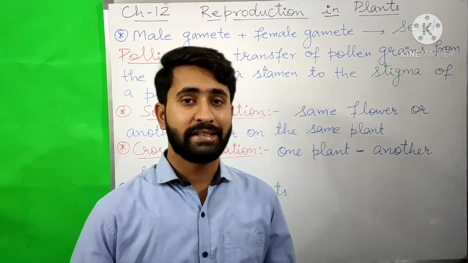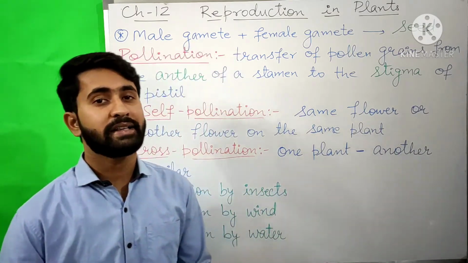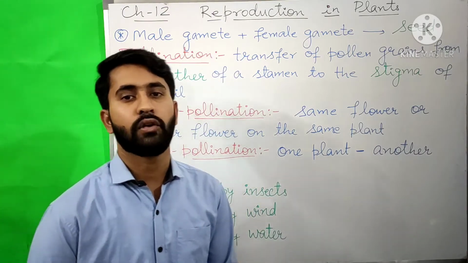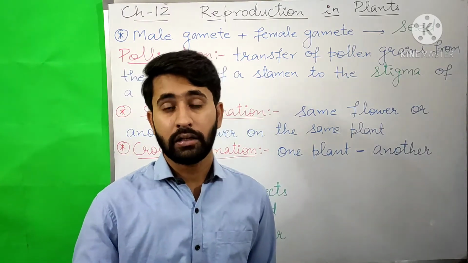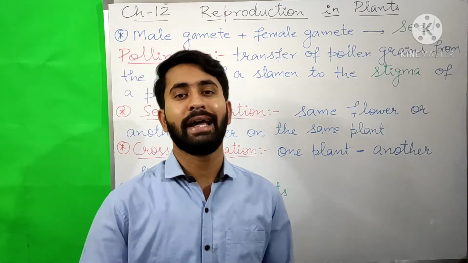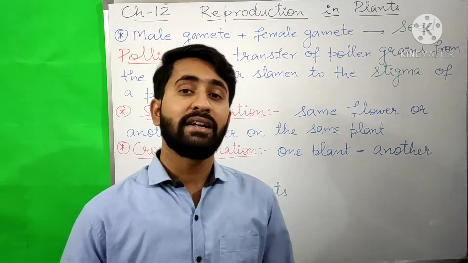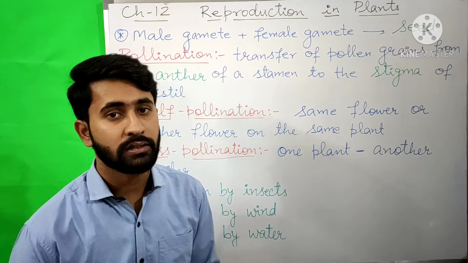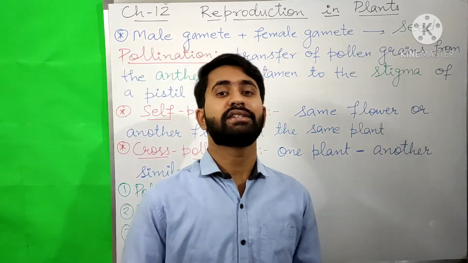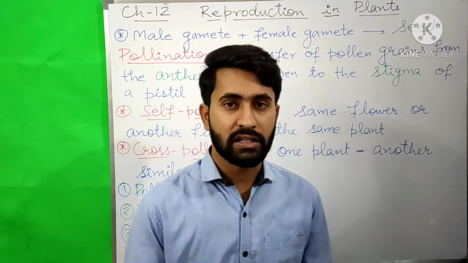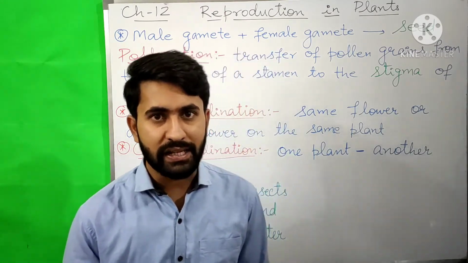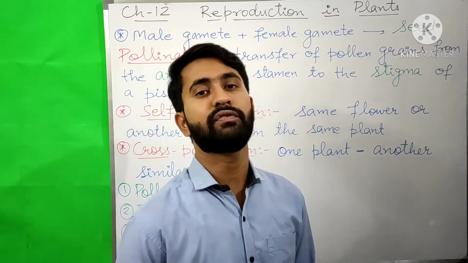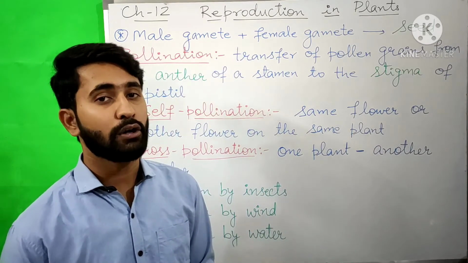Pollination is done by insects, wind and water, and they are known as pollination agents. When an insect sits on a flower for sucking the nectar, then the pollen grains from the anther stick to its body, and when this insect sits on another flower for sucking the nectar, then the pollen grains that are sticking on its body are transferred to the stigma of the second flower. In this way, the insects transfer pollen grains from flower to flower and carry out pollination.